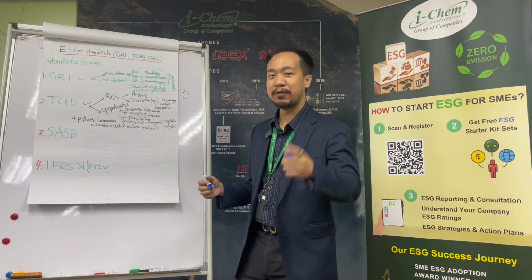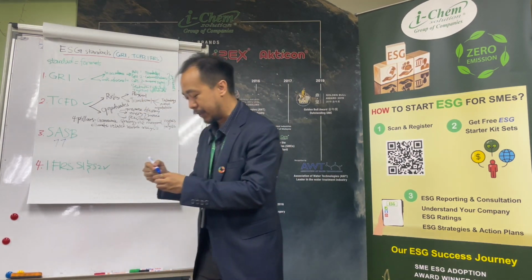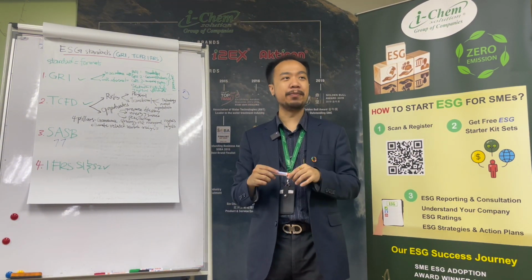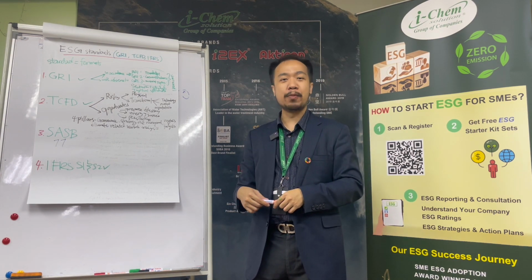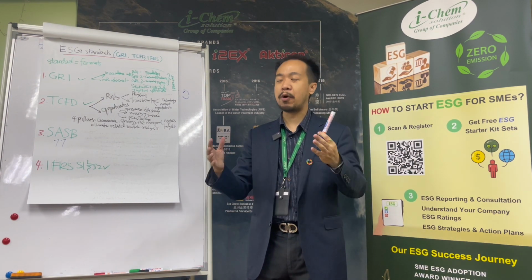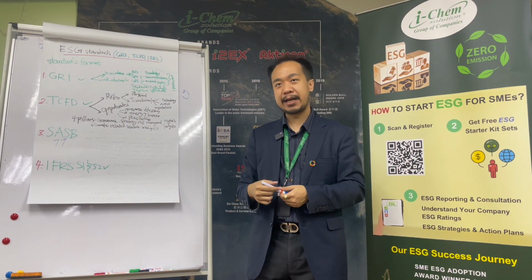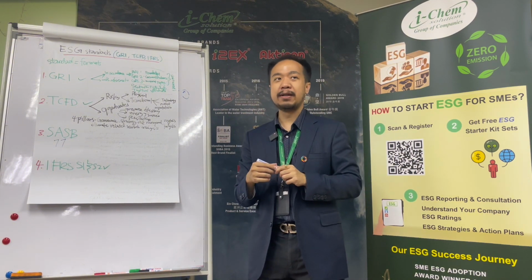I'm sorry, Singaporeans, if you're listening to this, it's not just you. There are 77 sector-specific standards in SASB. Now, SASB is a special standard because unlike GRI, unlike TCFD, TCFD and GRI say no matter what sector you come from, you can basically report on almost the same things other people are reporting if you feel like it. But for SASB, you kind of have to follow your specific sector guidelines.